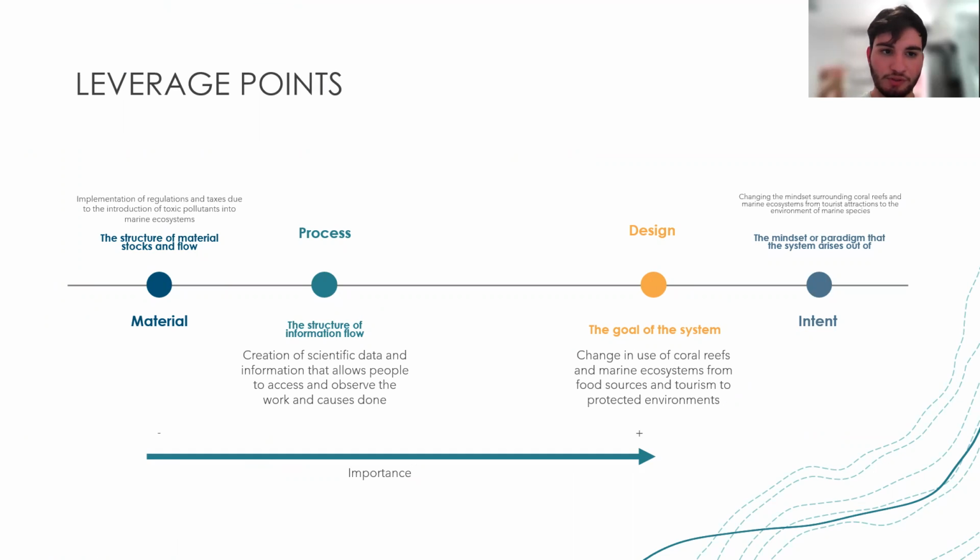Afterwards, we can look at the leverage points, starting from the least important to the more important, starting with the implementation of regulation and taxes, which is a structure of material stock and flow, as it is sometimes difficult, however it can change the flow of the system. Later, the creation of scientific data and information that allows people to access and observe what's being done with the coral reefs. That's done by the Coral Reef Alliance, which is a change of information flow and the creation of new information that can later affect the system in positive ways.